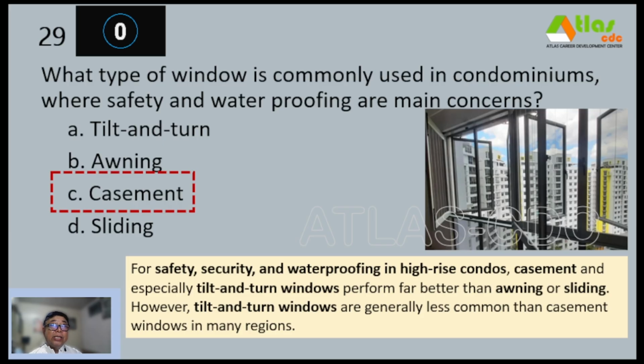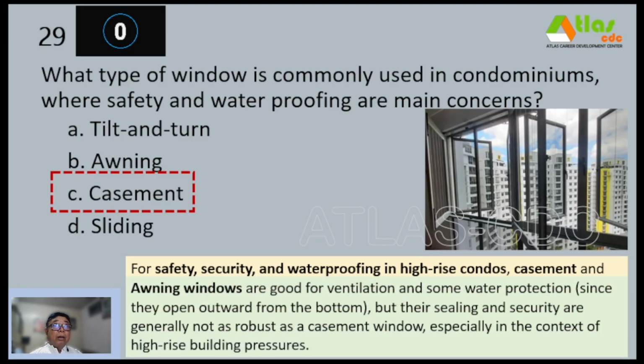So for safety, security, and waterproofing in high-rise condos, casement and especially tilt and turn windows perform far better than awning or sliding. However, tilt and turn windows are generally less common than casement windows in many regions. Awning windows are good for ventilation and some water protection since they open outward from the bottom, but their sealing and security are generally not as robust as a casement window, especially in the context of high-rise building pressures.